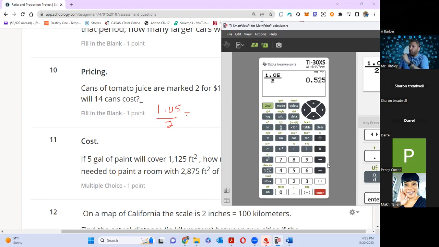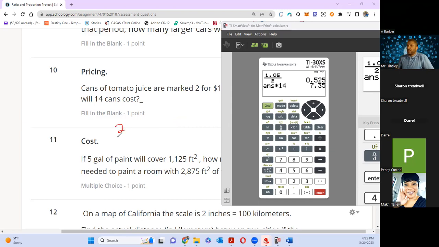So since I want to know how much 14 costs, times by 14. Let's see if I get the same 35 that I got before. Did I get the same $7.35? Yeah, you got it. Okay, so that was equivalent fractions, unit rate, and now let's try the last one, which is cross multiplication.